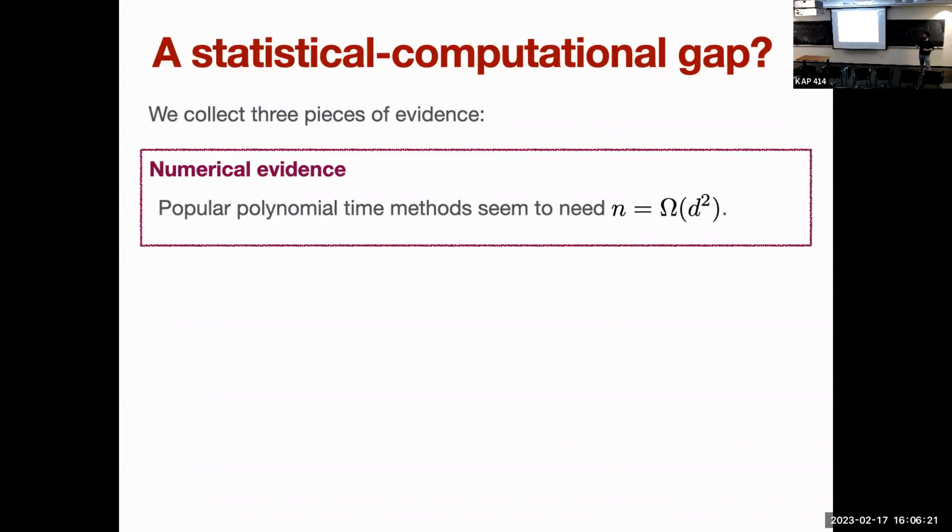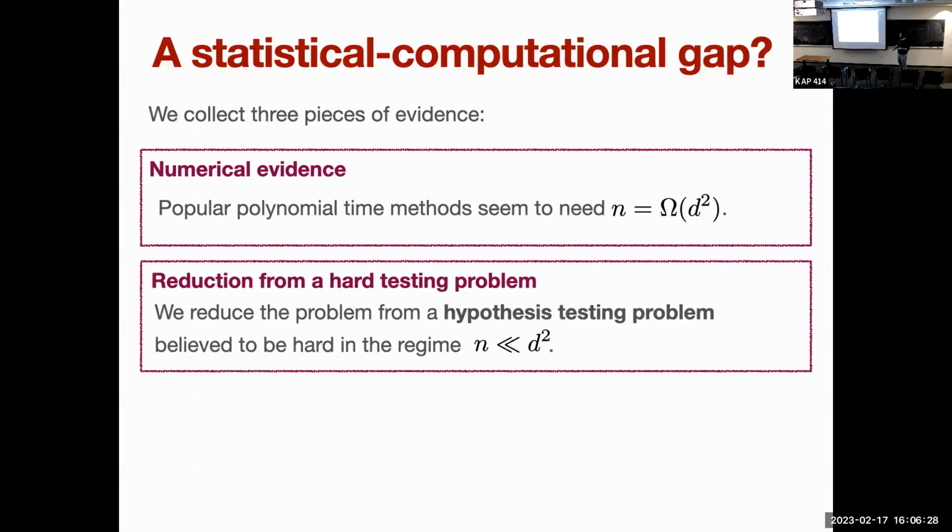The first one is just numerical evidence. We're going to run a bunch of algorithms to see what happens. The second one is going to be a reduction. If you're familiar with classical complexity theory, you reduce from a problem that you believe to be hard and you somehow relate it to the new problem. We're going to use a similar idea for a hypothesis testing problem that is believed to be hard exactly in the regime that we care about.